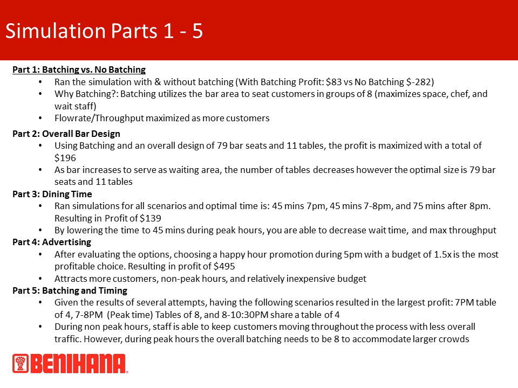In part two, the overall bar design. In this one, I ran each of the different scenarios to determine the right utilization of the space of the restaurant. I ran the scenario a few different ways, but essentially the optimal result was to have 79 bar seats and 11 tables. And so you're actually having a larger waiting area, which makes sense, given that if you use a batching process, you'll most likely have a larger waiting area as more customers come through that process.